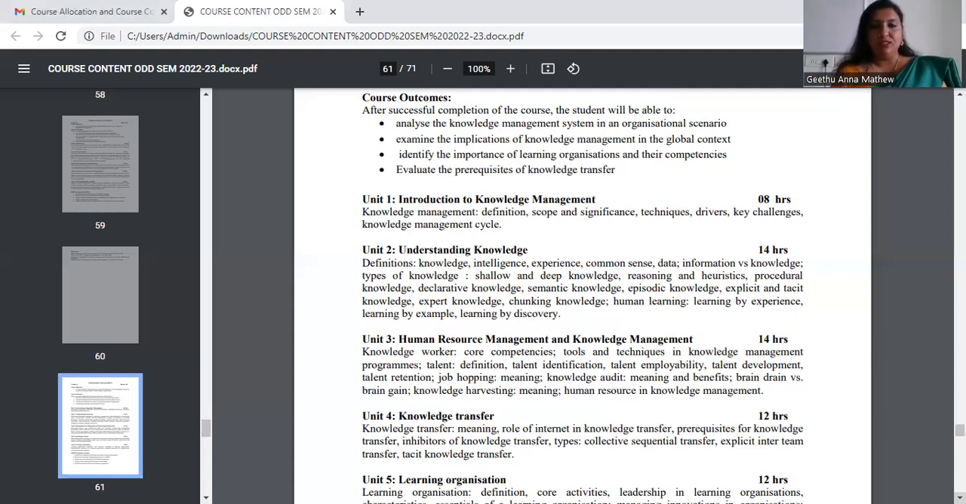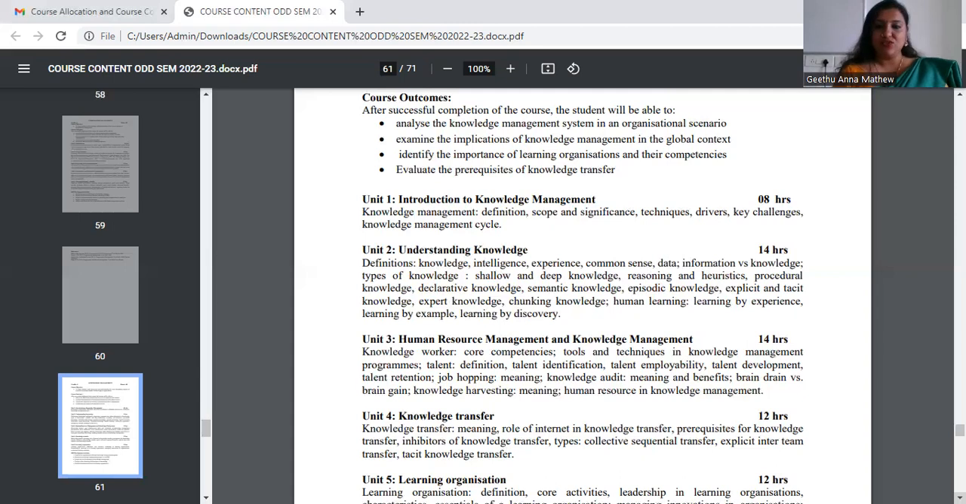The third unit deals with human resource management and knowledge management: knowledge worker, core competencies, tools and techniques in knowledge management programs. What will be talent, talent identification, talent employability, talent development, talent retention, job hopping? What will be job hopping? Knowledge audit, meaning and benefits, brain drain versus brain gain, knowledge harvesting, meaning human resource and knowledge management. That is what we are going to cover in Unit 3.